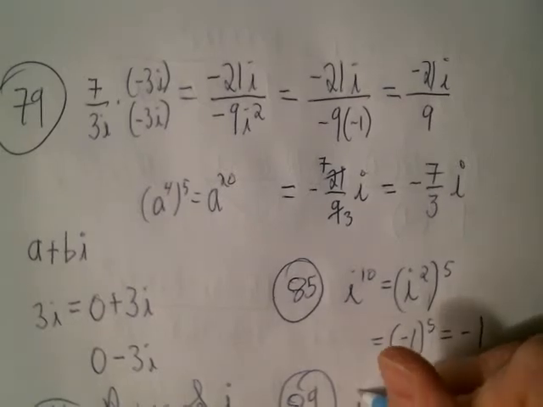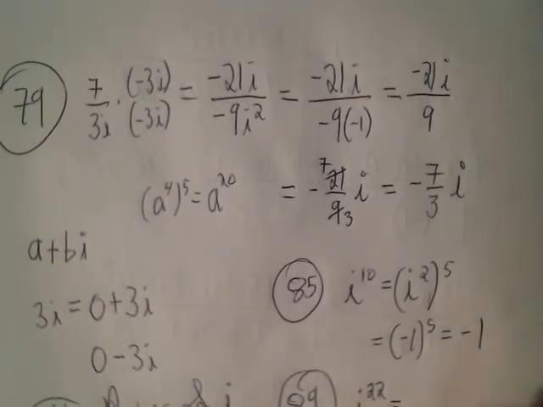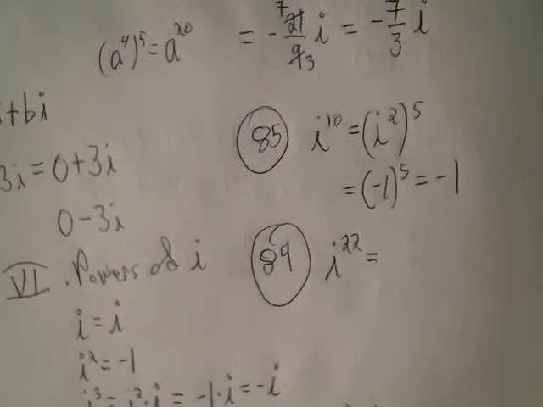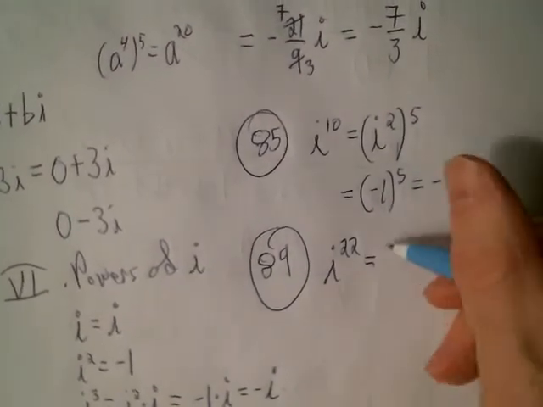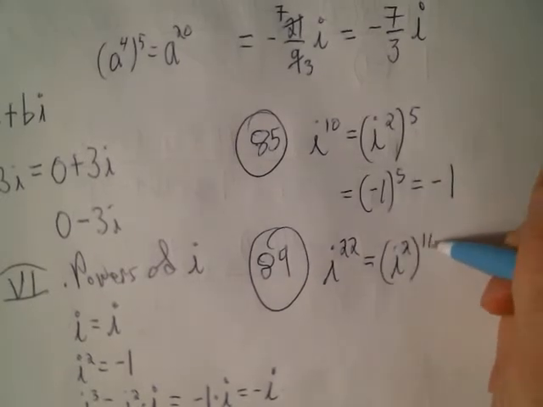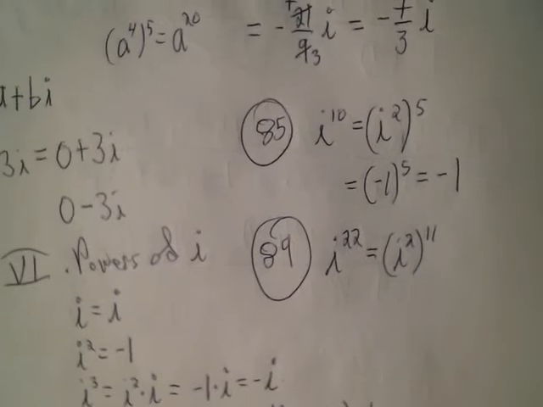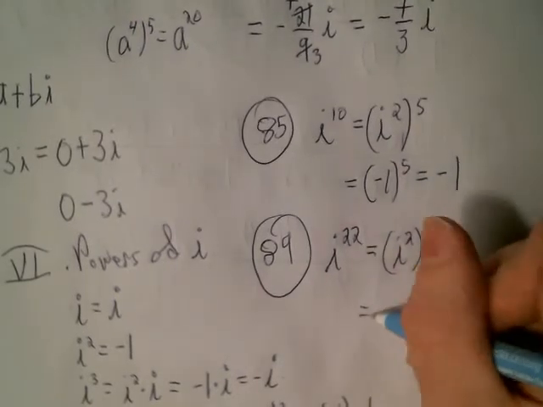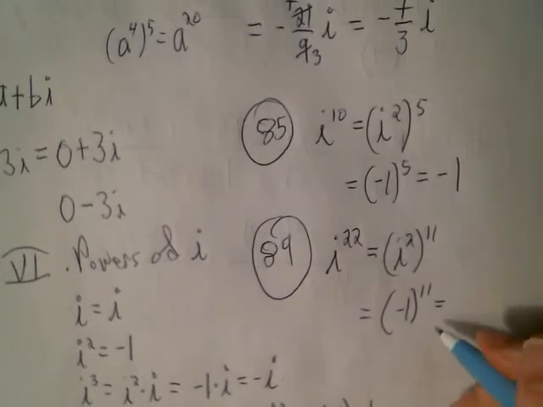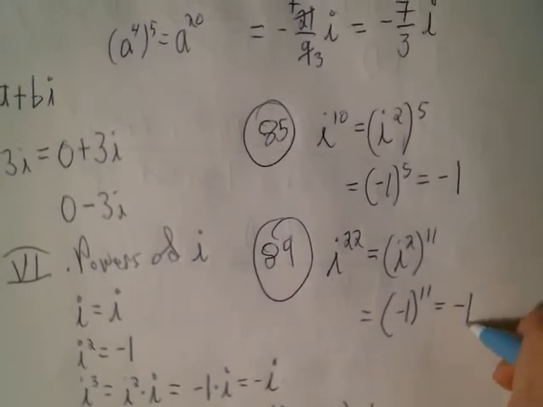Okay, so let's see if we can do that with bigger powers. The same idea. So here's 89. I want you to figure out i to the 22nd power. So I rewrite it as i squared raised to the 11th. 11 times 2 is 22. Then i squared is just -1. And negative to an odd power is negative.